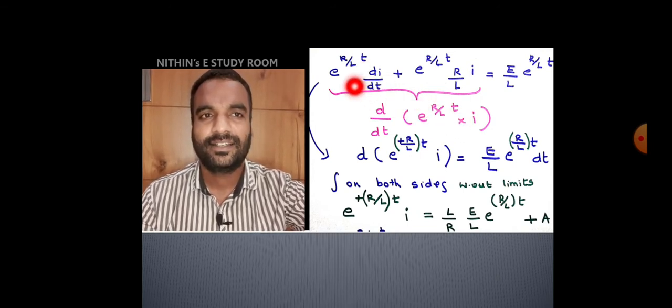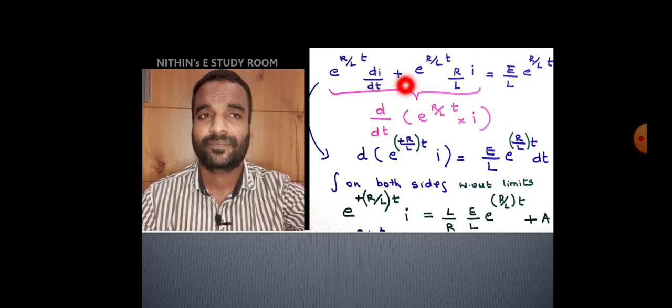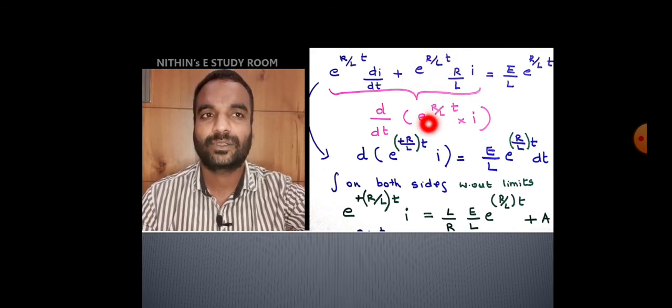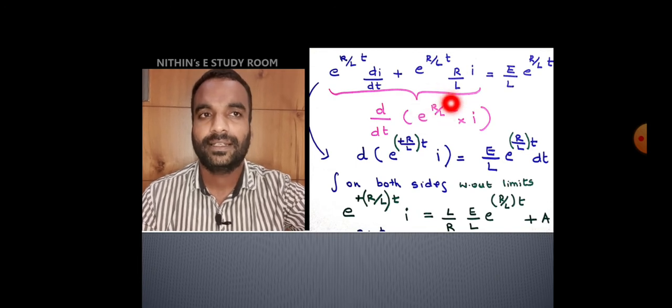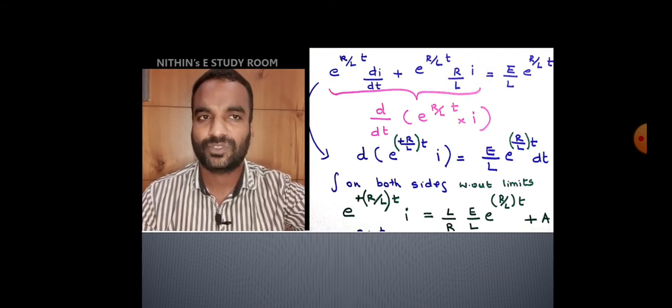See this, e raised to R by L t is the first term, into dI by dt, the differential of the second term, plus e raised to R by L t into R by L into I. What is this? It is just the differential of e raised to R by L t, that is e raised to R by L t into R by L into I. In this one, the second term is made constant.